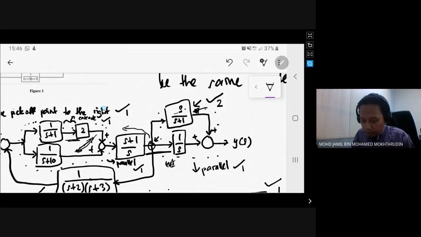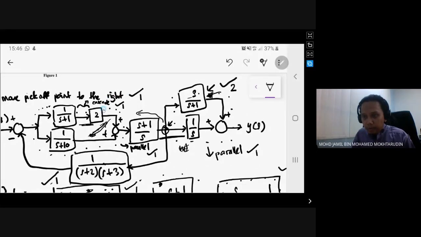So maybe if you move the pick off point to the left, maybe you get 1 mark or maybe 1.5, because maybe you move it to the left and you show the transfer function in the block as correct. Okay, calculation for the transfer function is correct, so you give yourself 1.5. Maybe if you move to the left but your calculation is wrong in this box, maybe 1 mark, maybe 0.5.